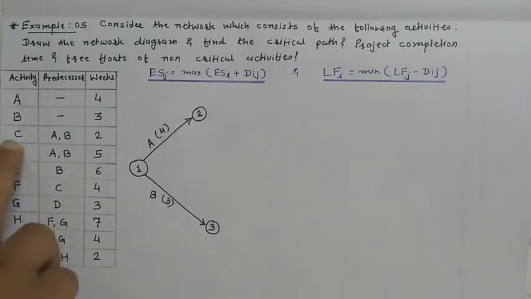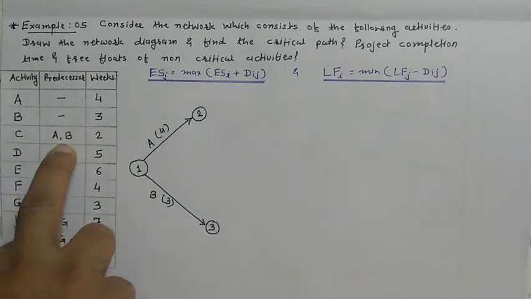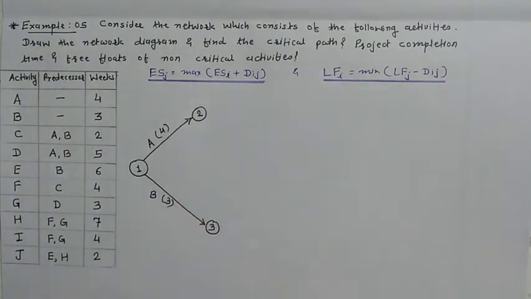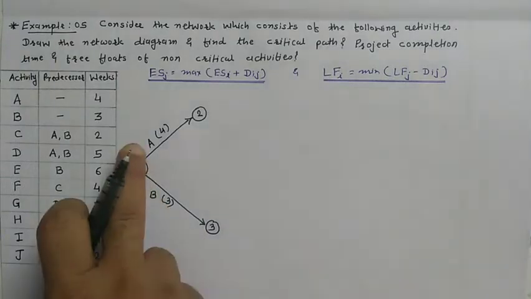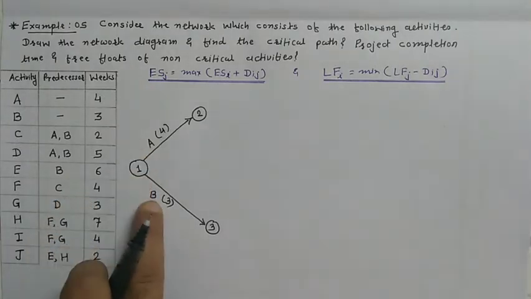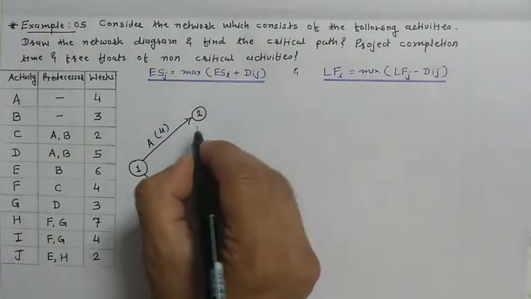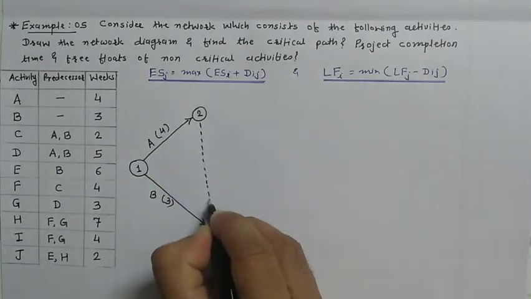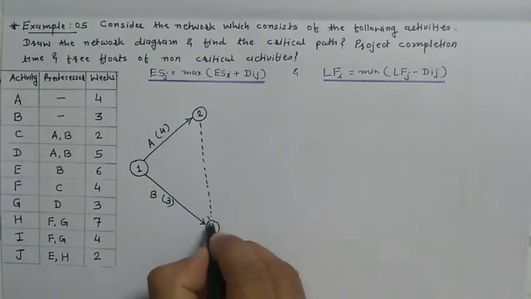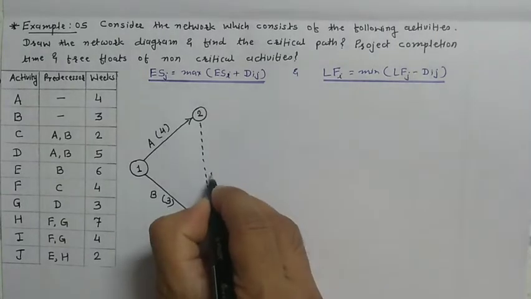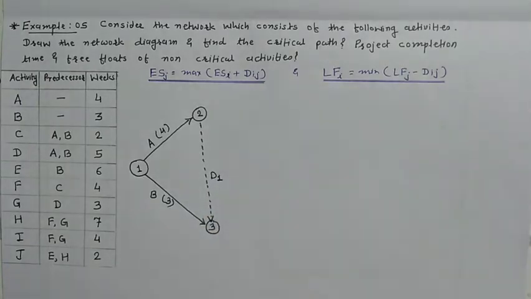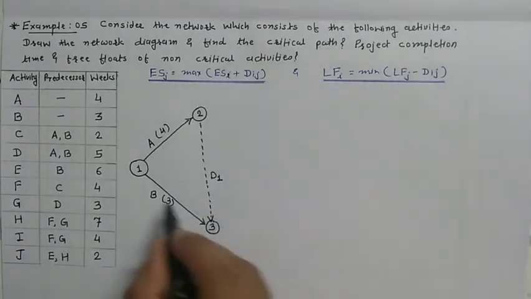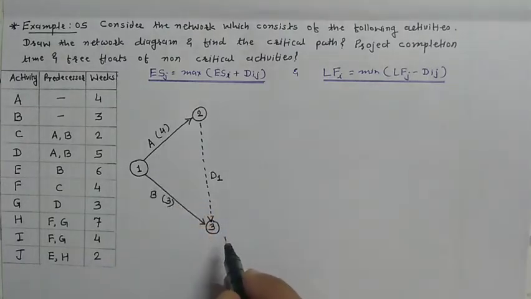Now activity C, predecessors are A and B. Here A and B should be joined, but there is no other activity to join them. In this situation we will join the A and B activities through a dummy activity. I will draw the dummy activity by a dotted line. This is the dummy activity D1. So here activities A and B are both connected.